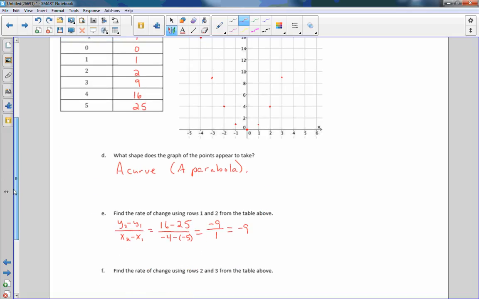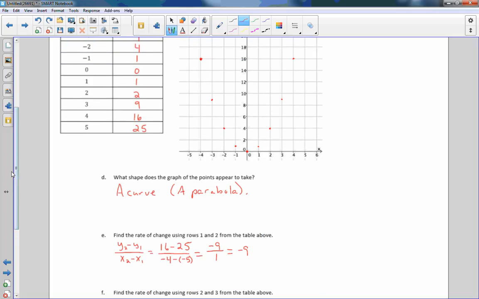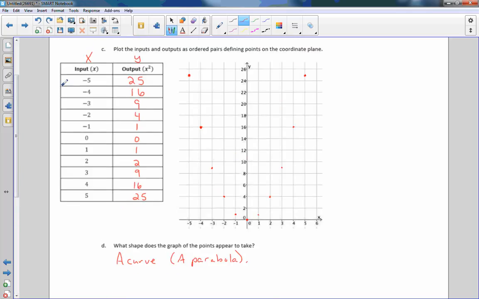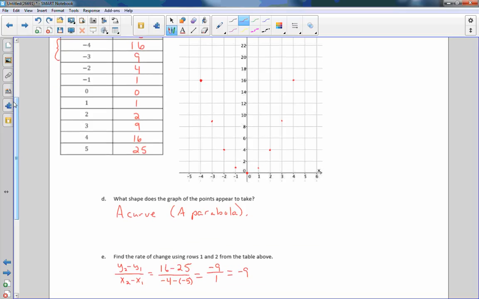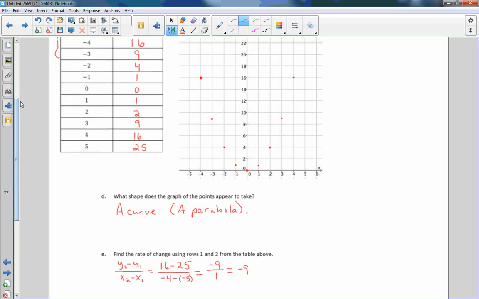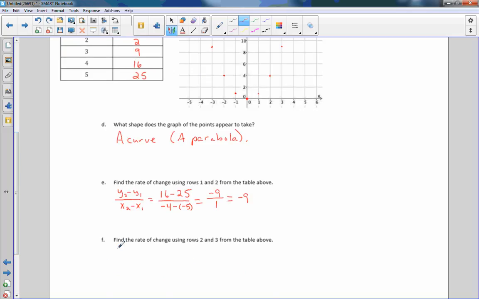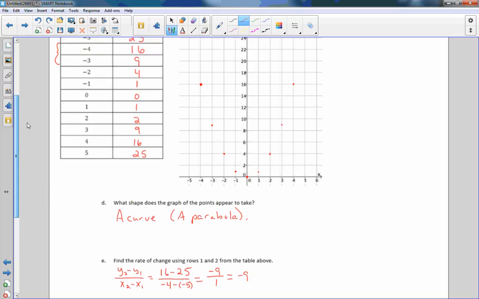Okay, now it says find the rate of change using rows 2 and 3 from the table above. So 2 and 3 are these. So my y2 is going to be 9. Okay, so y2 is going to be 9, y1 is 16. So if I write this again, y2 minus y1 over x2 minus x1, that is going to be y2, y1, so it's y2, 9 minus 16.